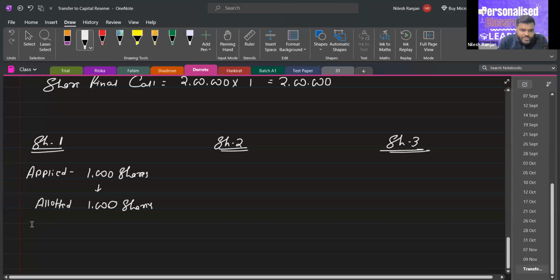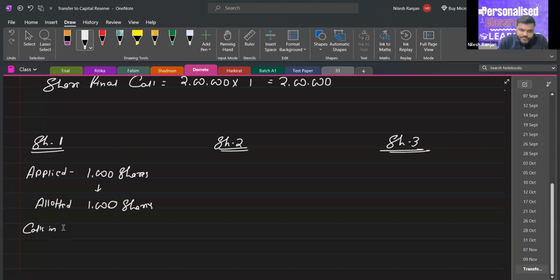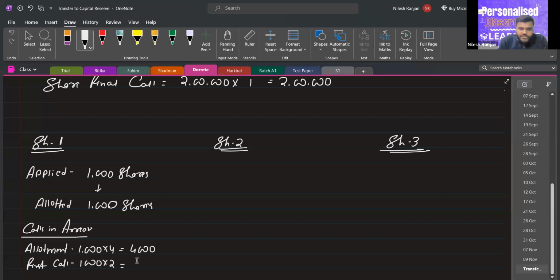So for this category, there are 2 call scenarios. On allotment, 1000 into 4, 4000, and first call 1000 into 2, 2000. Okay. So what about the final call?